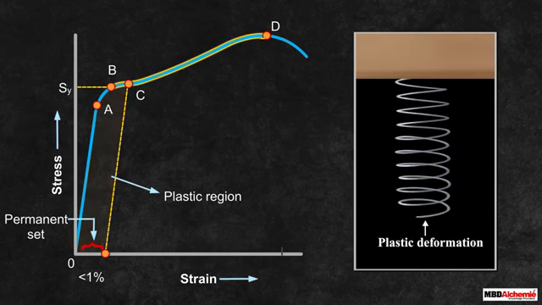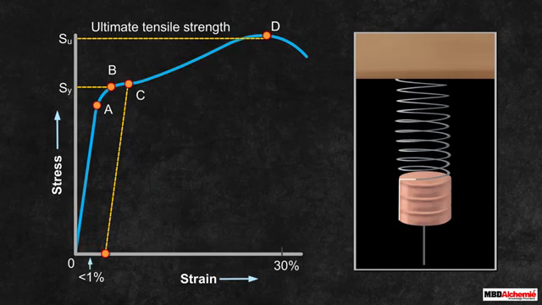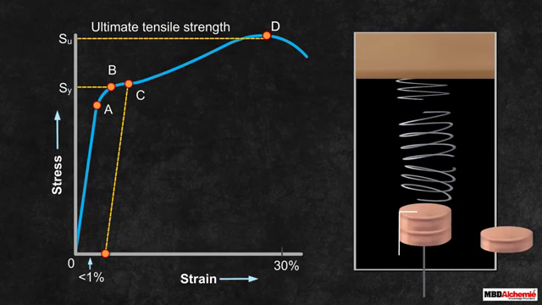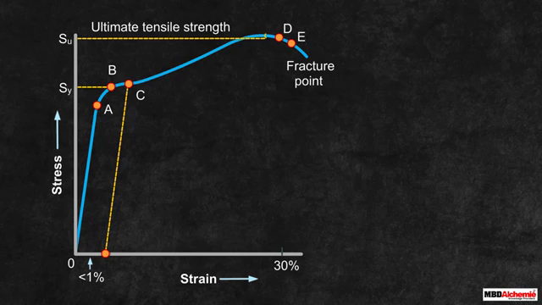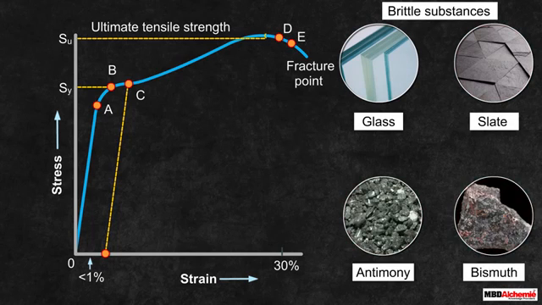The point D on the graph is the ultimate tensile strength, SU, of the material. Beyond this point, additional strain is produced even by a reduced applied force, and fracture occurs at point E. If the ultimate strength and fracture points D and E are close, the material is said to be brittle. Some examples of brittle substances are glass, slate, antimony, and bismuth.